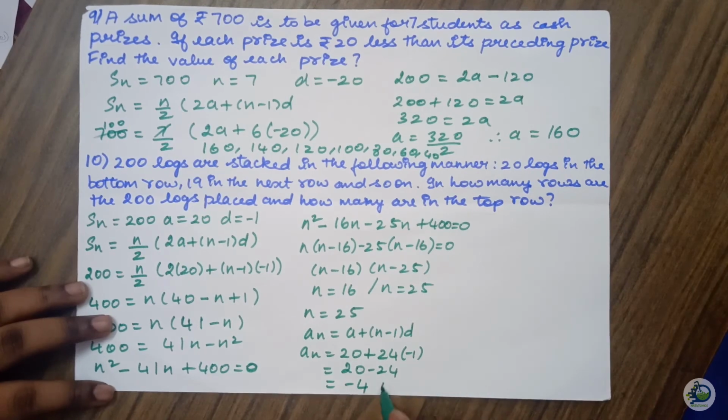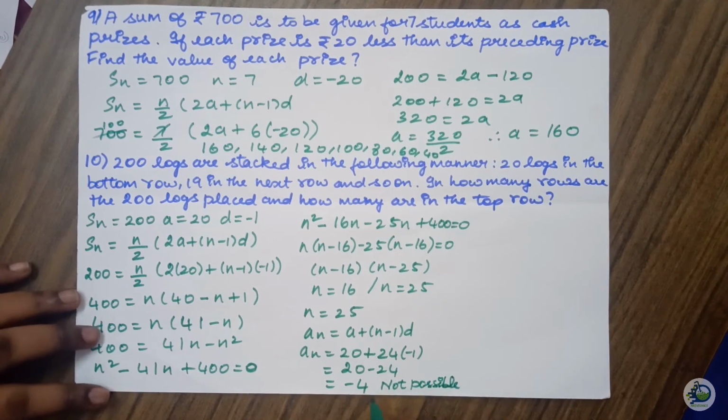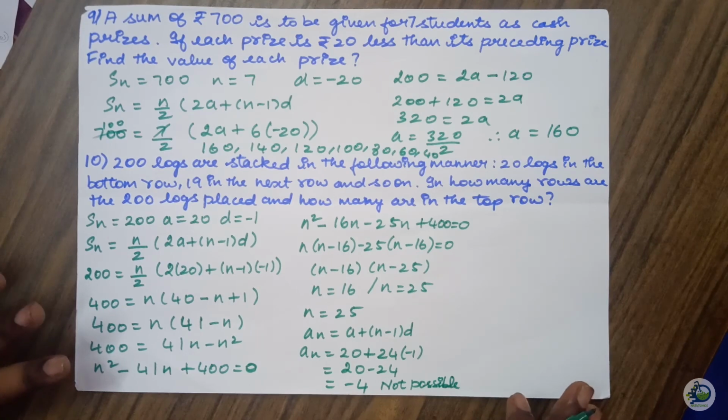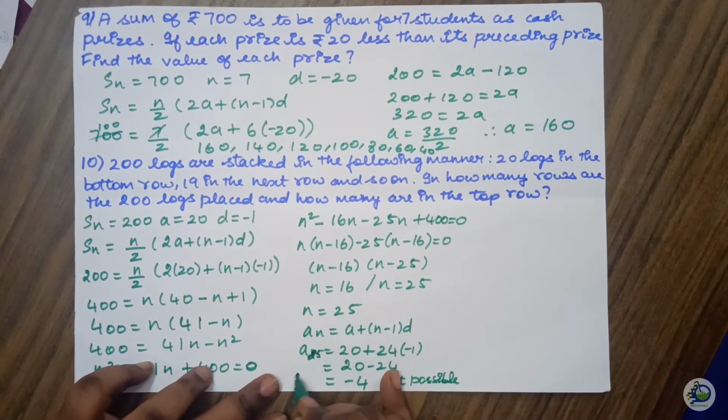But this is not possible because the number of logs arranged in the top row cannot be a negative value. It can only take a positive value. Number of logs cannot be negative. So a25 cannot be minus 4.